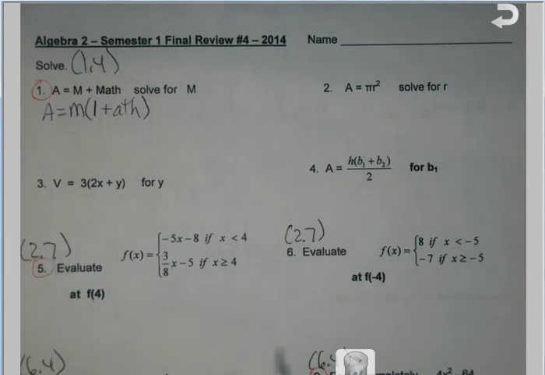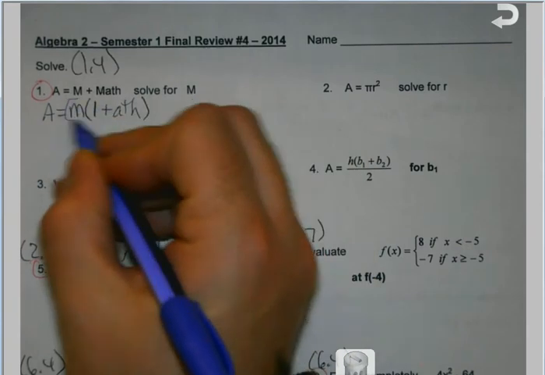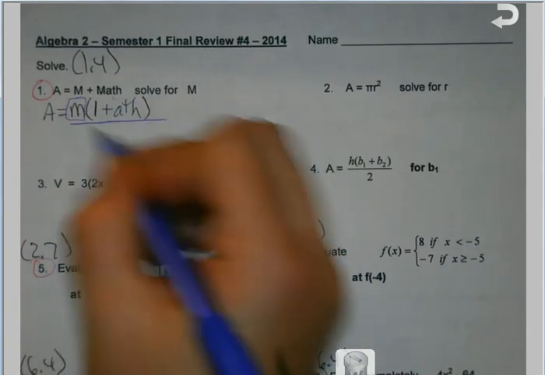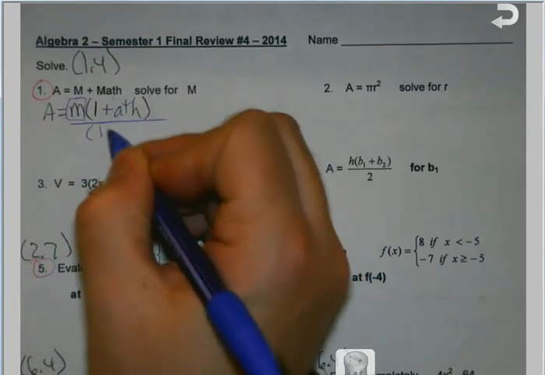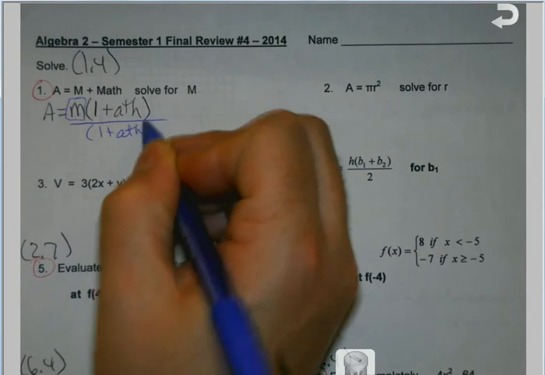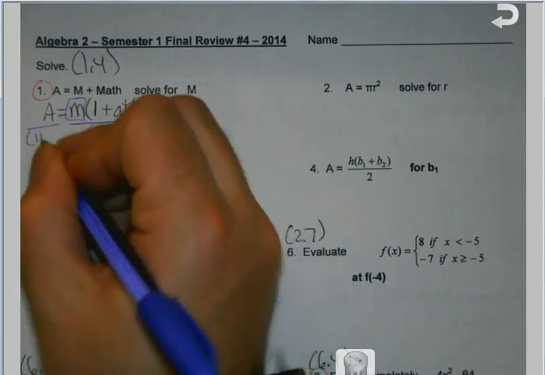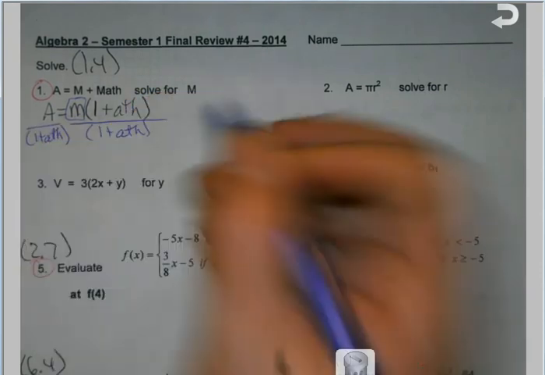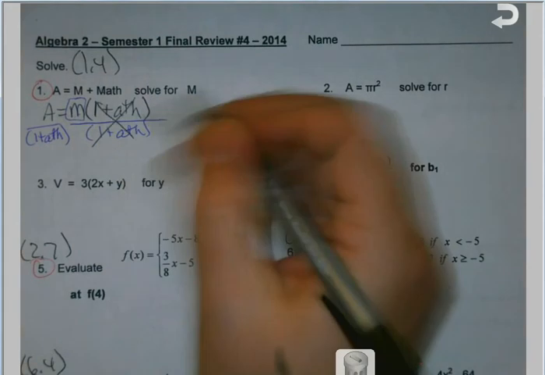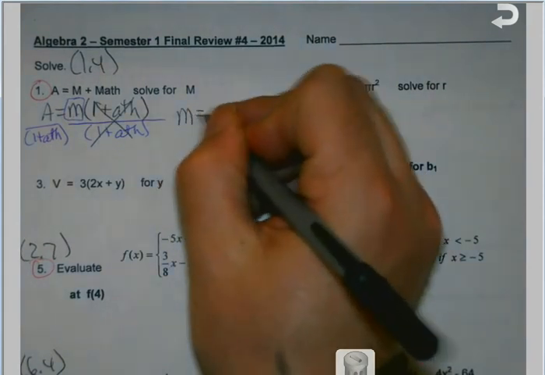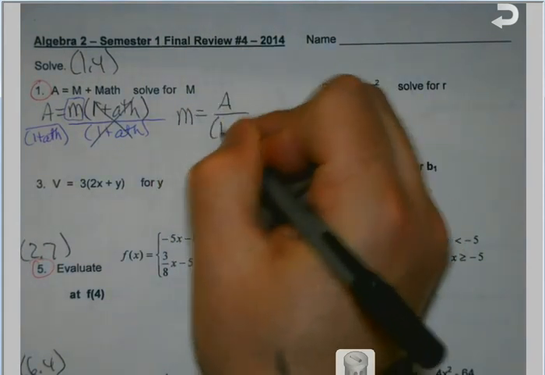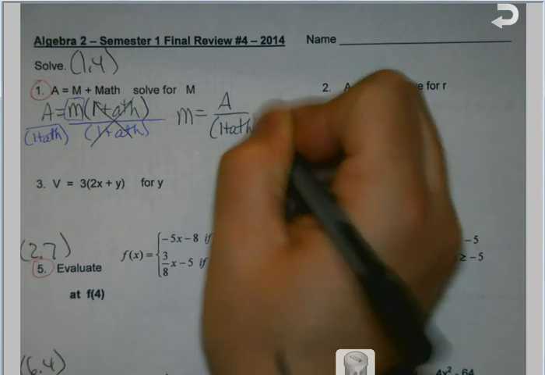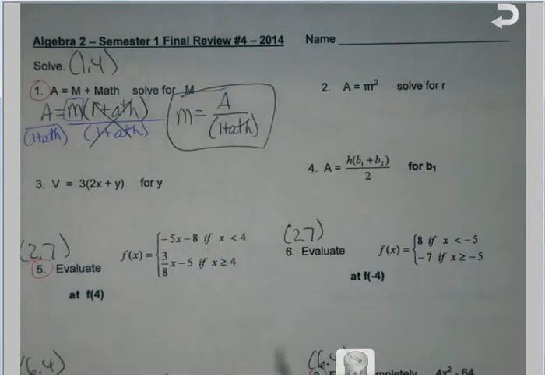And notice I'm down to just having one m term now. So if I'm solving for m, and I'm multiplying it by this set of parentheses, if I just divide by that set of parentheses, I have m on a side by itself, and I'm set.